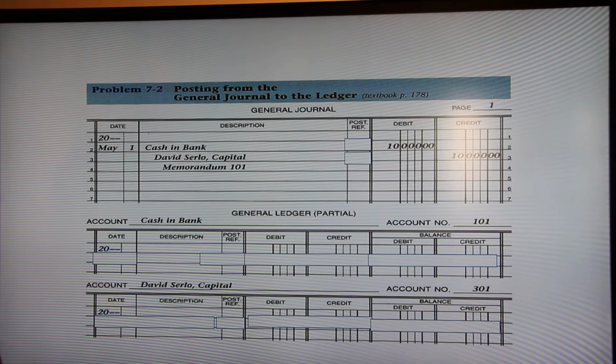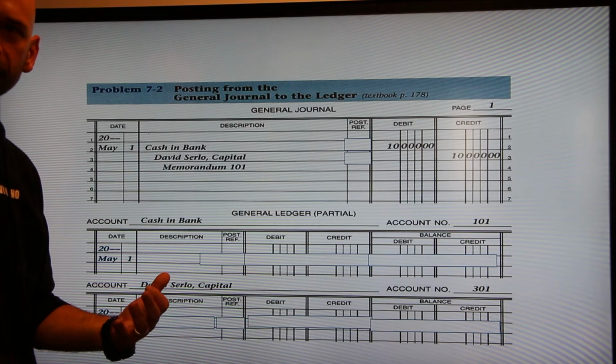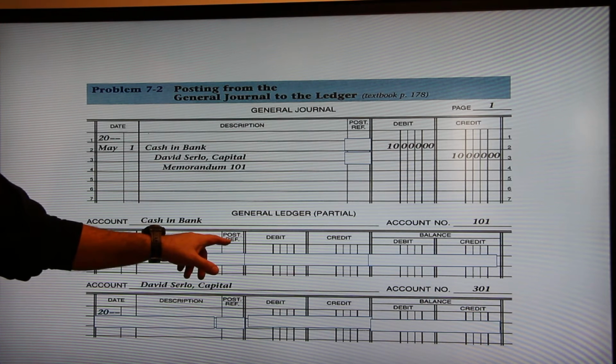So let's start moving some of the information. The first thing that you have to do is enter the date. So when did this transaction take place? This transaction took place on May 1st, so the first thing you would do is put May 1st over in the date column. Next we have a description column. Typically you can leave that blank. We know where it's coming from, and if we need to reference it, we can always go back to the journal for source information.